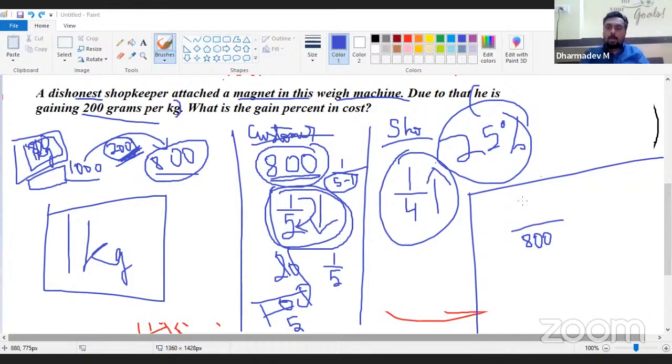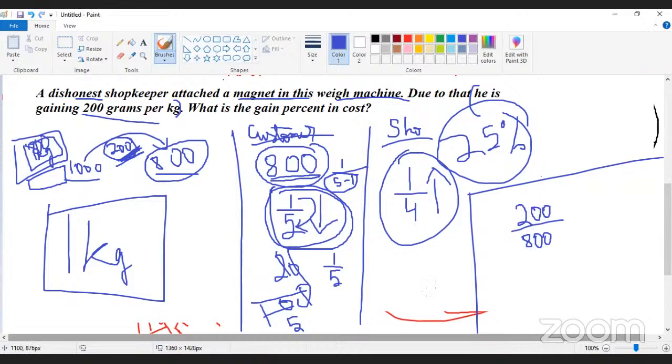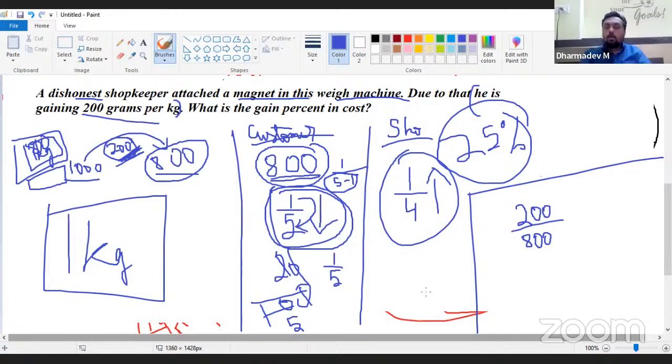Out of how many kilograms? Out of 800, not 1000, because the shopkeeper gives the customer only 800 grams. Out of that, each and every time he's getting 200 grams. Or in the other way, I can say that the customer is getting 800 grams and he is losing 200 grams. Did you get the meaning?